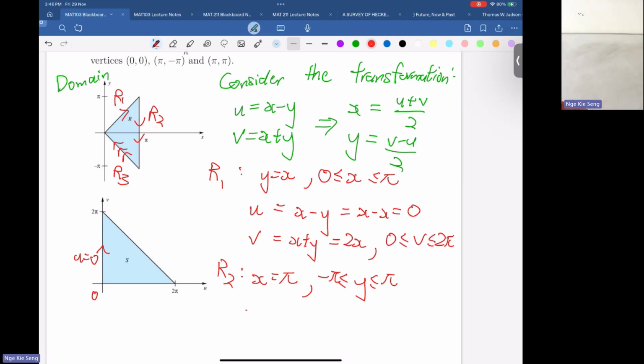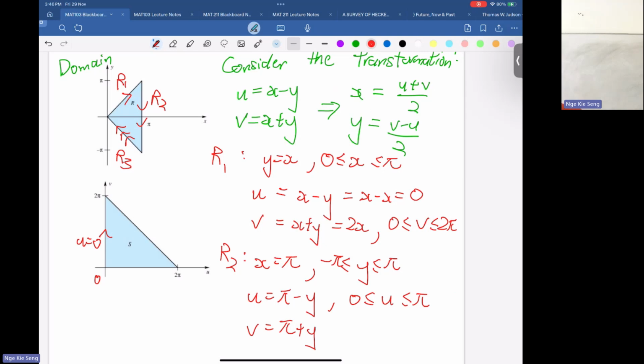u equals pi minus y, and then what else can you do? u ranges from where to where? From 0 to 2 pi. Okay, sure. And then v, what happened to v?